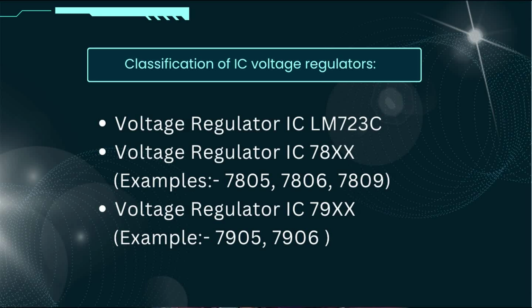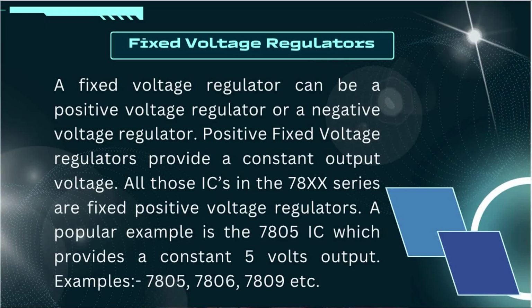So this is the nomenclature of the voltage regulator IC. It can also be classified as a fixed voltage regulator and an adjustable voltage regulator. A fixed voltage regulator can be a positive voltage regulator or a negative voltage regulator. A positive fixed voltage regulator provides a constant output voltage. All the ICs in the 78XX series are fixed positive voltage regulators.